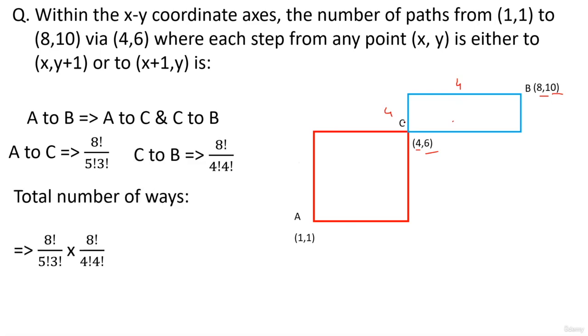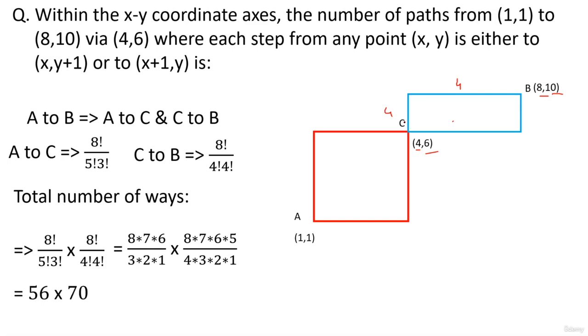Okay, now we have to multiply these to get the total number of ways. That's all we are supposed to do here. So 8 factorial upon 5 factorial 3 factorial, and 8 factorial upon 4 factorial 4 factorial. What will remain? 8 7 6 5 divided by 4 3 2 1. You can cancel out common terms. You'll get 56 times 70. The answer is 3920.